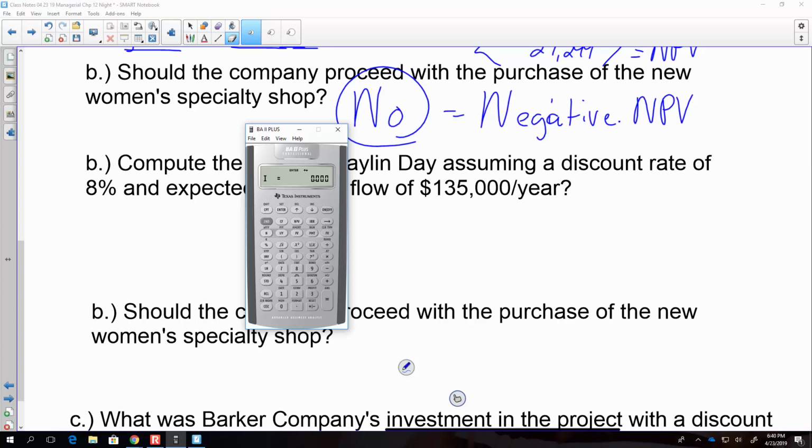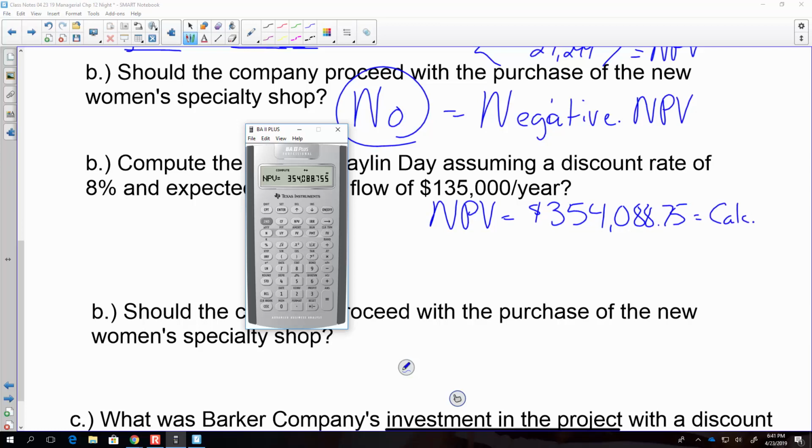We go over to the net present value. What is I? 8%. So we enter 8. Down arrow. Did you enter it? After the 8 is entered, down arrow. And then hit compute. I got 354,000. Is that what you guys got? Yeah, 354,088.75. So you should get a net positive number of 354,088.75 using our calculator to get that answer. So obviously now it would be beneficial.